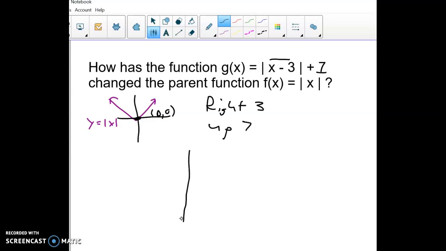Right? And please keep in mind that's not a slope. Sometimes students think that's the slope because it looks like a slope, right? 3 up 7. But that's just where our graph is going to start at. Right? So we're going to start there. And the slope is actually the number that's in front here, which is just 1. So our slope is actually a 1 to 1 v. So it's that same shape, just shifted right 3 up 7.